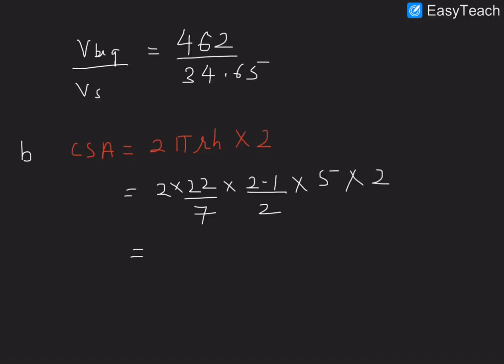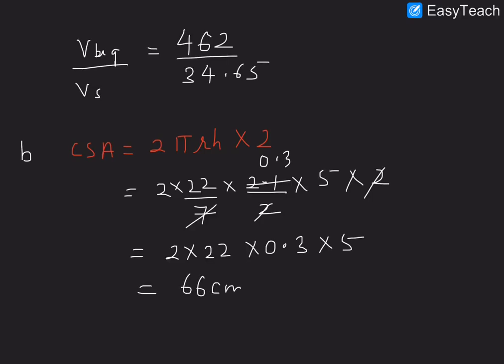This will give you 7.3. 2 and 2 cancel out. So 2 into 22 into 0.3 into 5, which gives you 66 centimeter square.